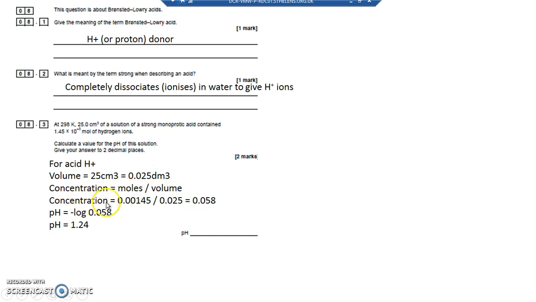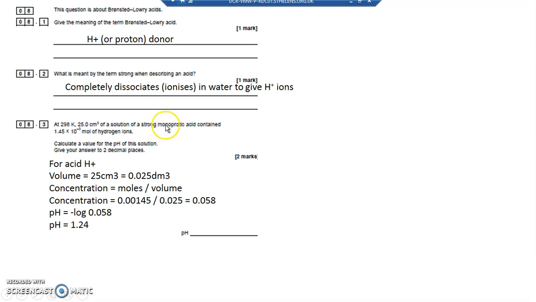Concentration is moles divided by volume. Concentration is 0.00145, I've been given that in the question, divided by the volume, 0.025. So I've got the concentration of H+. pH is minus log to the base 10 of concentration of H+. So that comes out as pH 1.24, which is reasonable for a strong monoprotic acid.